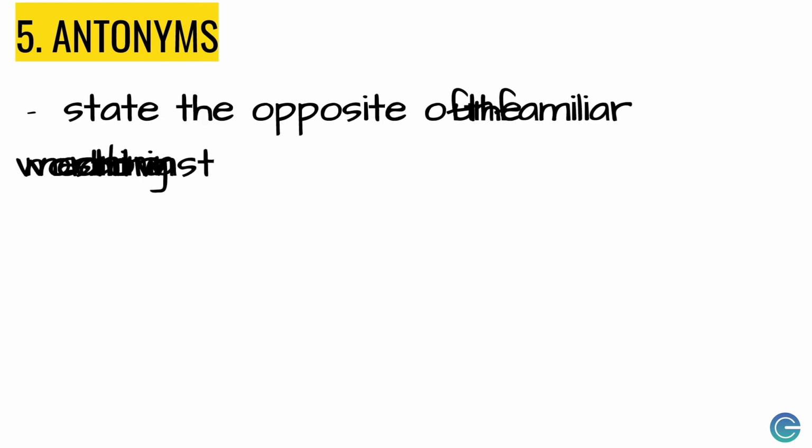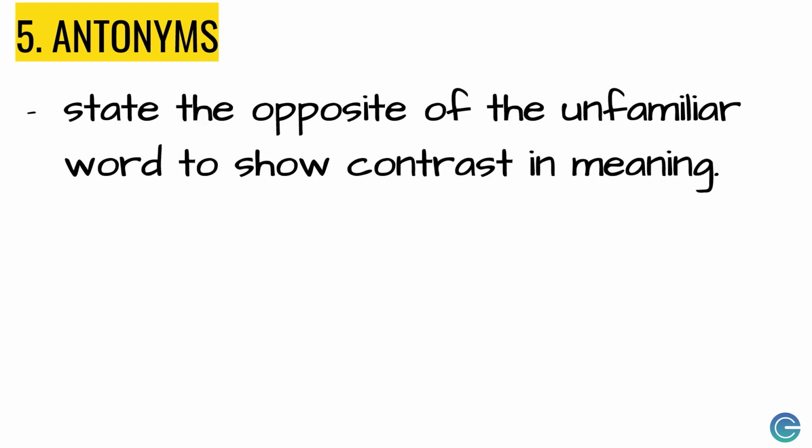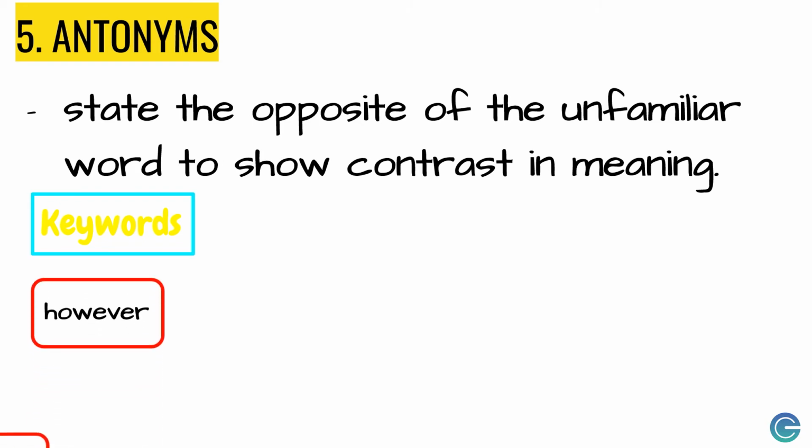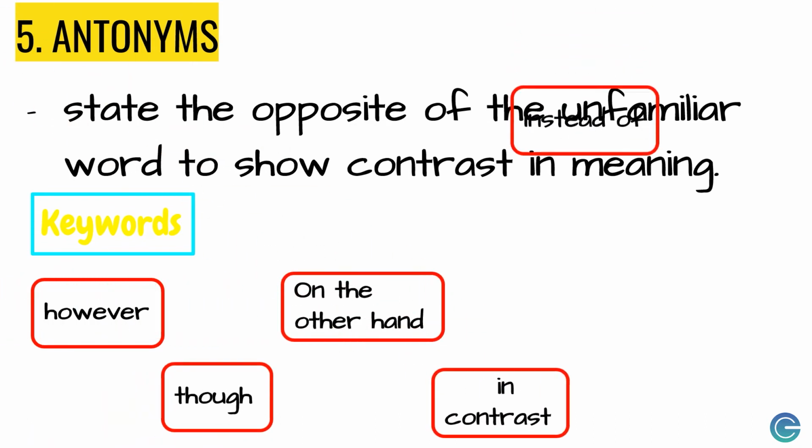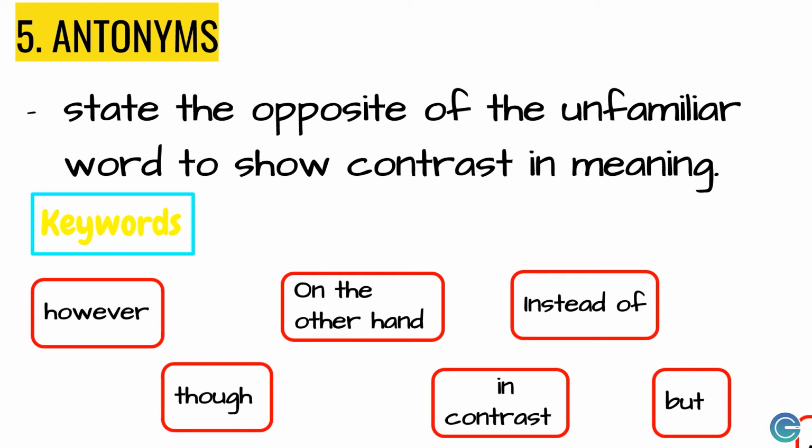Next, number 5, antonyms. Context clues that use antonyms state the opposite of the unfamiliar word to show contrast in meaning. Here are some keywords used when a sentence has antonyms as context clues. We have however, though, on the other hand, in contrast, instead of, but, and unlike.